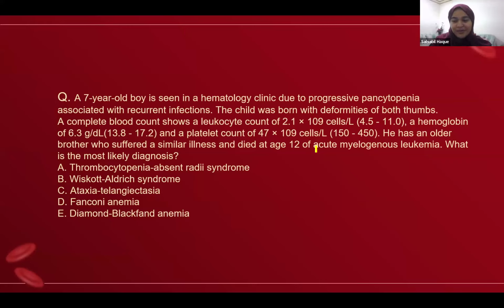Okay, good job, everyone. Yes, this is Fanconi's anemia. Let's go over the case. He's seen for progressive pancytopenia associated with recurrent infections. He's born with deformities of both thumbs. This is a big giveaway for Fanconi anemia.